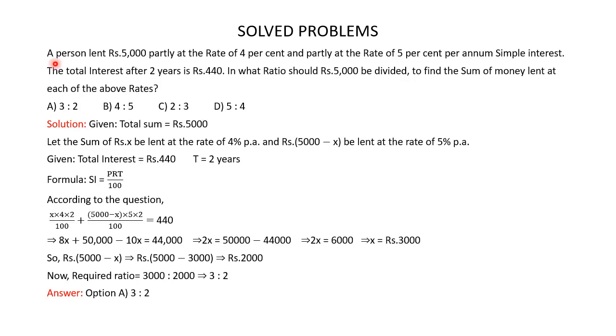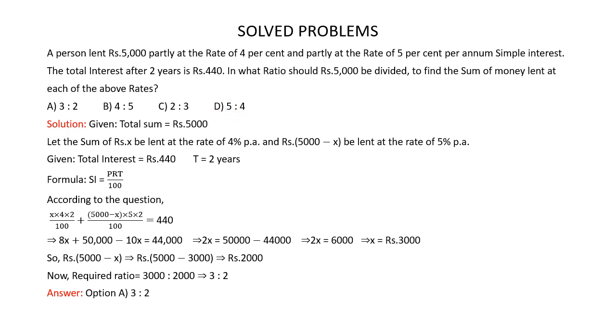A person lent rupees 5,000 partly at the rate of 4% and partly at the rate of 5% per annum simple interest. The total interest after 2 years is rupees 440. In what ratio should rupees 5,000 be divided to find the sum of money lent at each of the above rates? Here you are given 4 options and you have to find out which of these options is the correct one.